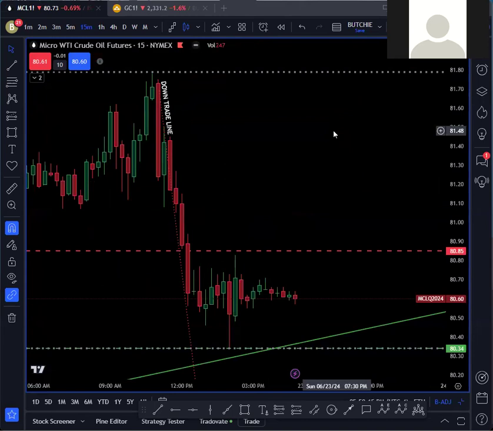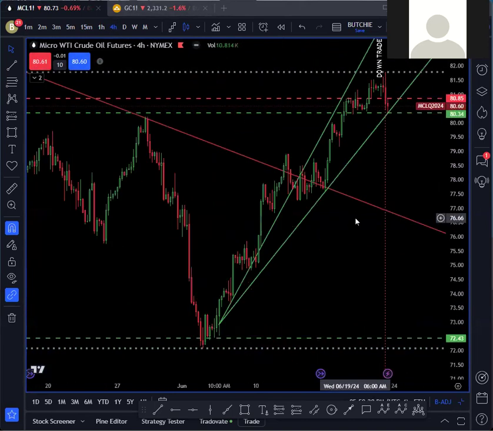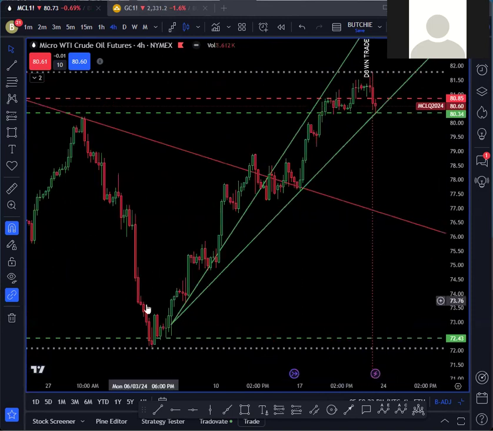And then we have oil. Let me go back to a 4 hour. Always start at the 4 hour. So 4 hour on oil, it's been in a nice uptrend. And this started back on June 4th.